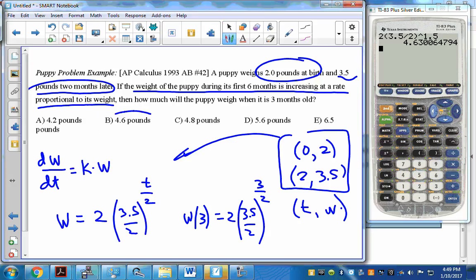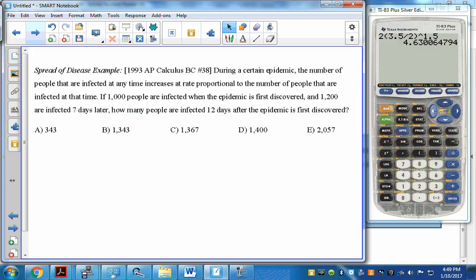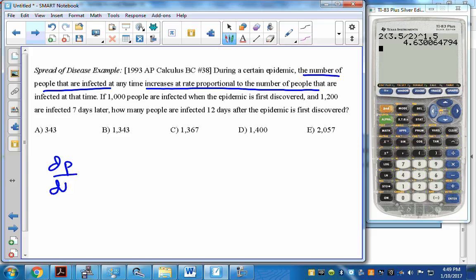There's the answer. Okay, another example. Spread of disease. During a certain epidemic, the number of people infected increases at a rate proportional to the number of people that are infected. So once again, the number of people that is infected increases at a rate proportional to, so the rate of increase, let's do P for population. The rate of increase is proportional to the amount that's already infected.